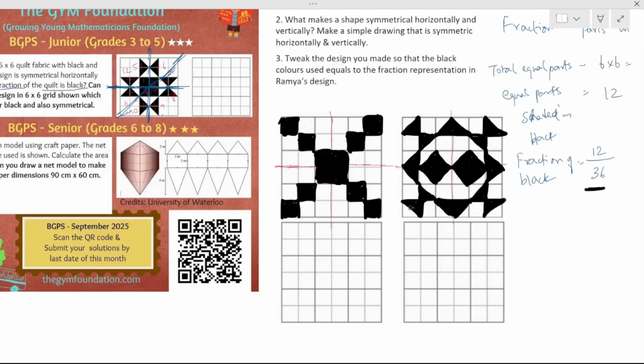But then the entire design is made of half squares, which combine to get some full diamonds. But this is again vertically symmetrical, horizontally symmetrical, and also applies to this fraction of 12 by 36. So this is a very interesting design problem which will help you understand the fraction concept in a numerical way and also in a visual way, and in addition, understand the symmetry perspective of how it can fit into a fractional representation.